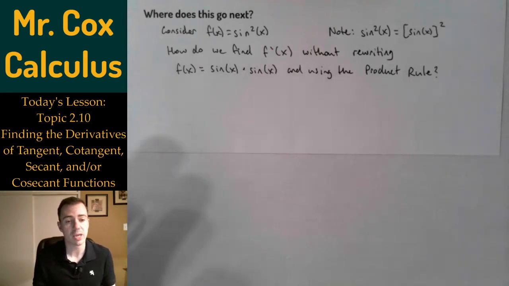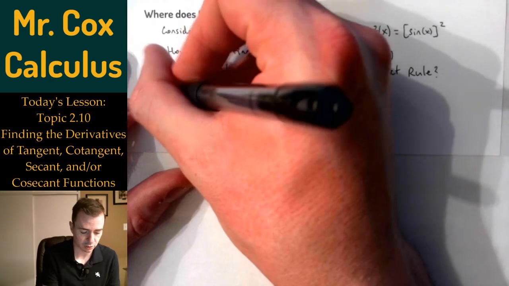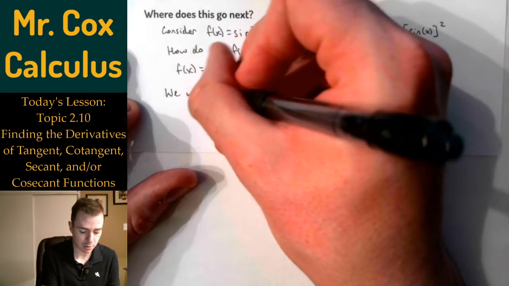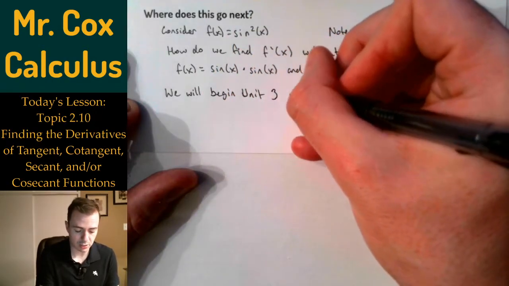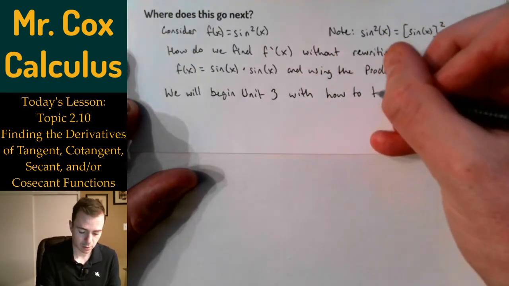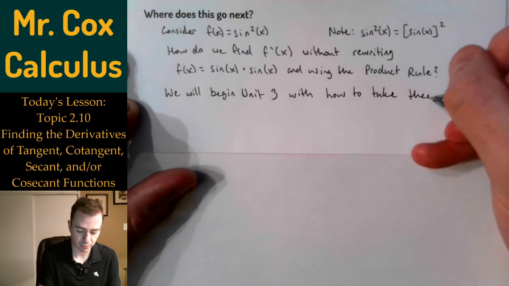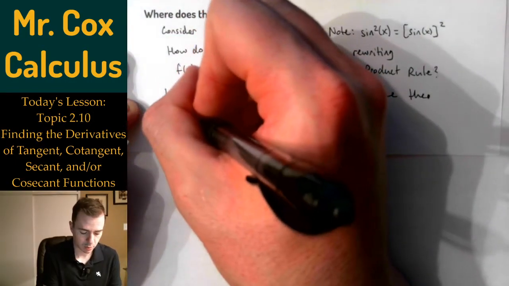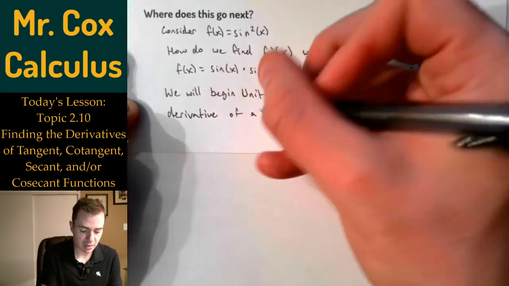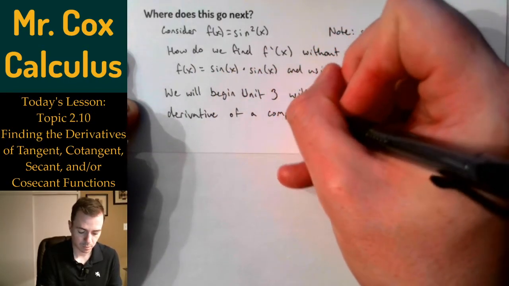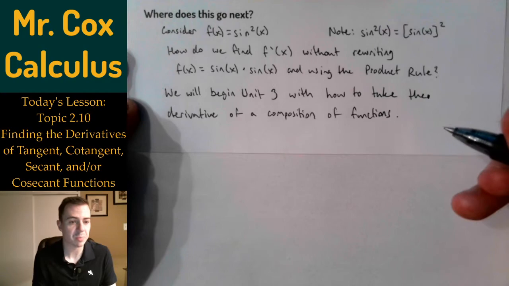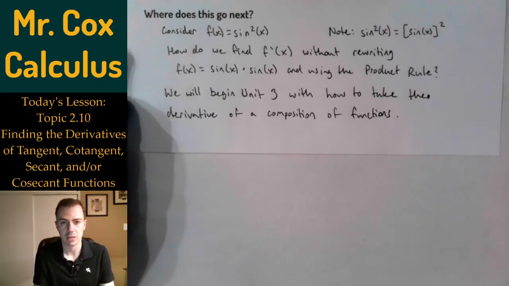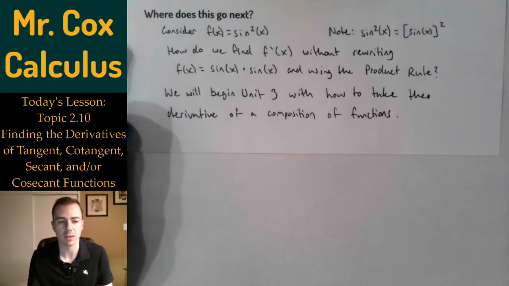And so we're going to start looking at this idea of the composition of functions. And that's actually how we begin Unit 3. So we'll begin Unit 3 with how to take the derivative of a composition of functions. And we're going to learn a very special rule, in fact, a very famous calculus rule that will allow us to do that. And that's how we'll begin Unit 3 with probably the most important lesson that we've covered so far.